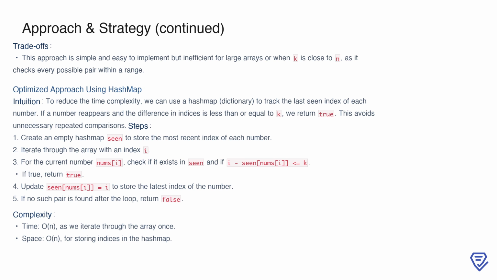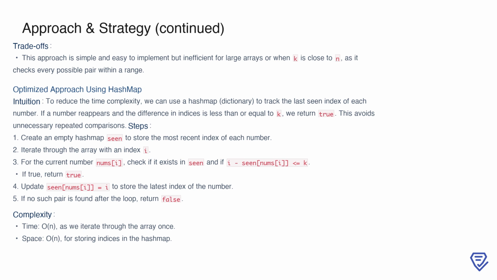To address this, we can use an optimized approach with a hash map. The intuition here is that instead of checking every pair of indices, we can keep track of the most recent index of each number using a hash map. By doing this, we can quickly check if a number has reappeared within the desired range.